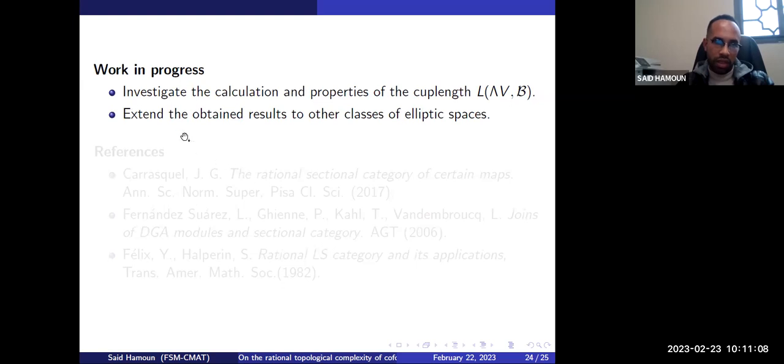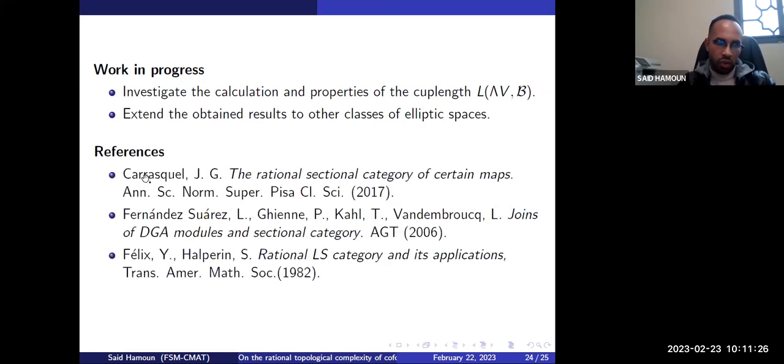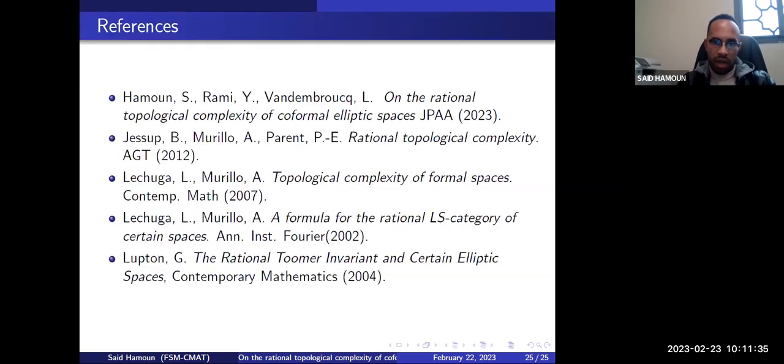As work in progress, we are investigating the calculation and the properties of the couplant L. And we also want to extend the obtained results to other classes of elliptic spaces. Here you find some of the references that we have used in this work. And for more details about this work, you have our article here, which is entitled On the Rational Topological Complexity of Coformal Elliptic Spaces.